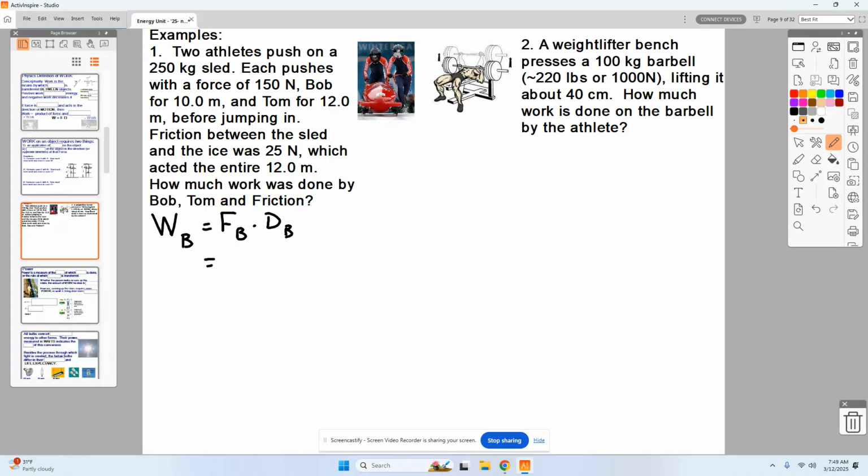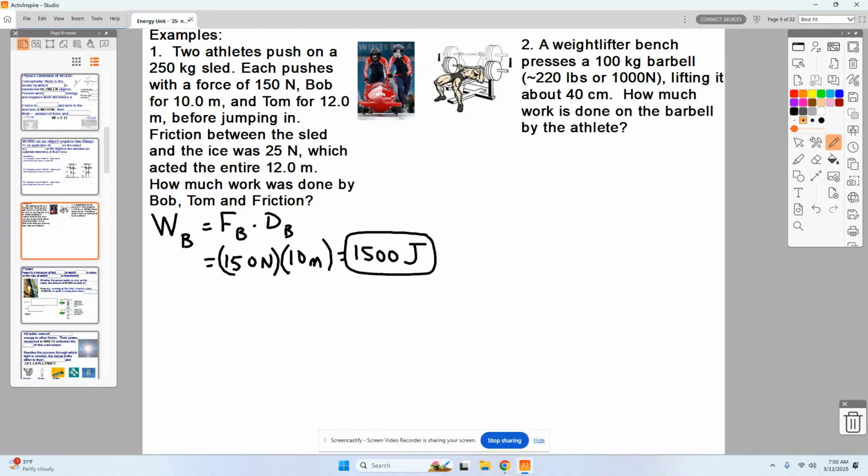So let's see. Bob pushes with 150 newtons. He pushes for a distance of 10 meters. And when we multiply those two numbers together, it'll be 1,500. Now, refresh our memory from yesterday, because we have to put some units. We're quantifying work now. 1,500 what? You look at that and you say, well, it's a newton multiplied by a meter, so that'd be newton meters. We could say 1,500 newton meters or 1,500 joules. So the amount of work that Bob does, 1,500 joules.